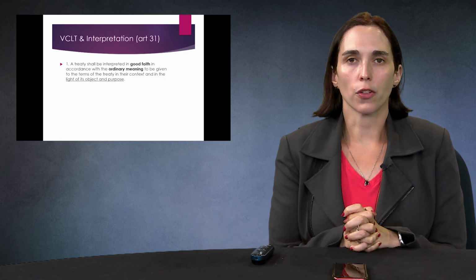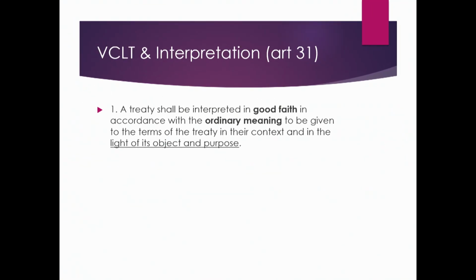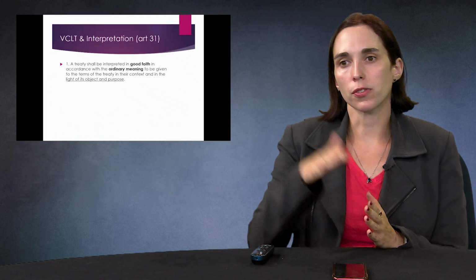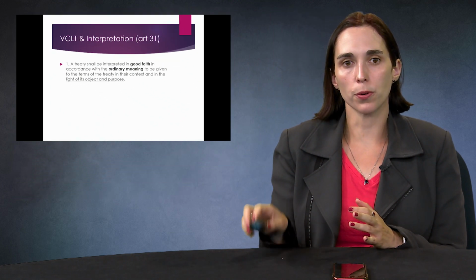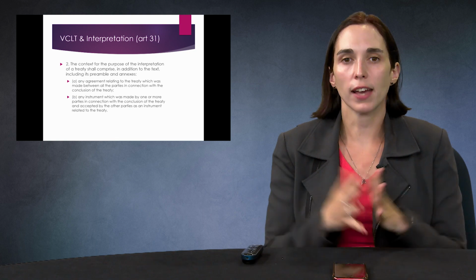So getting into that treaty interpretation piece under the Vienna Convention on the Law of Treaties, Article 31 is the primary article that we use in talking about interpretation. We interpret a treaty in good faith in accordance with its ordinary meaning. And we give that meaning in context and in light of its object and purpose. And I highlighted or underlined object and purpose there so that we could talk a little bit more about what that means.